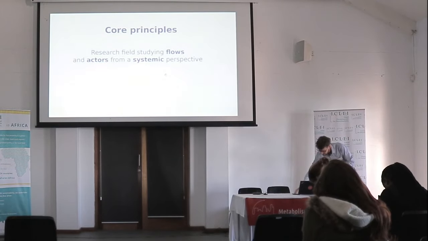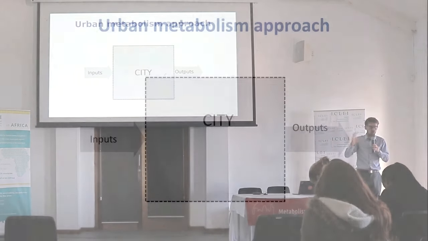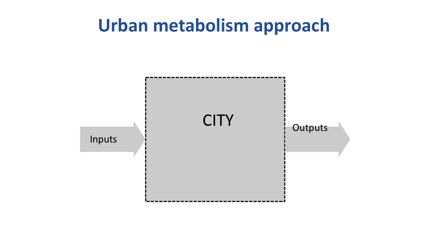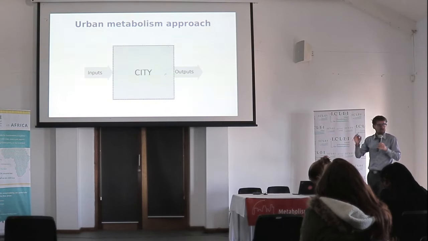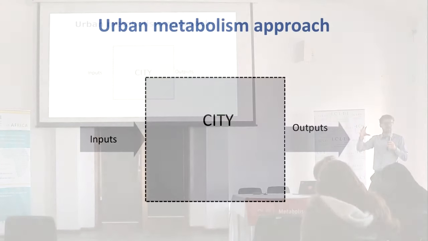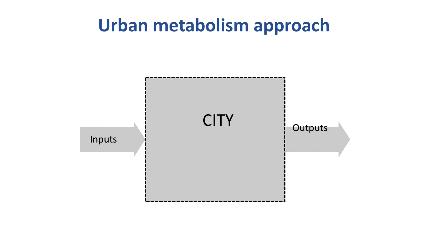So let's talk more specifically about what it means if we talk about urban metabolism in the city. First of all, you need to think of a city as a system in which we see things going in and things going out. So you have your inputs and outputs. When we talk about those things, we talk about materials and energy in principle. Those are the things that a city uses, transforms, and then emits again.